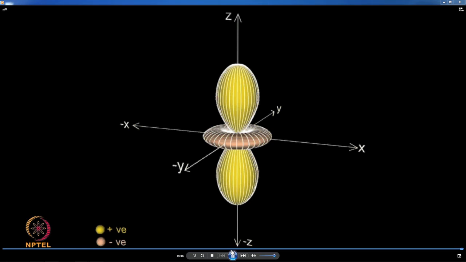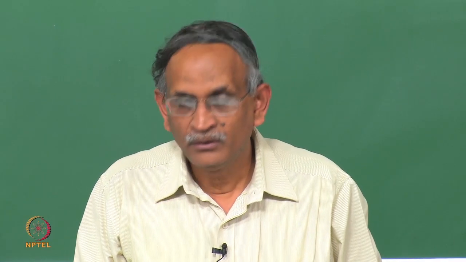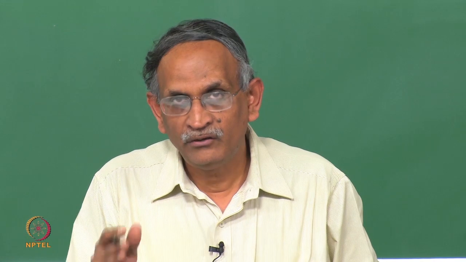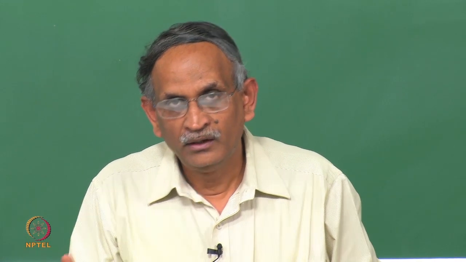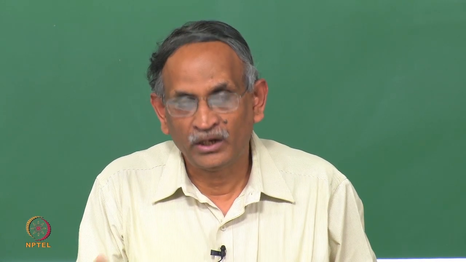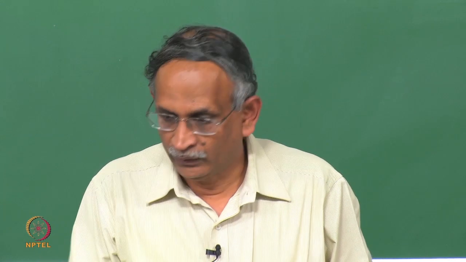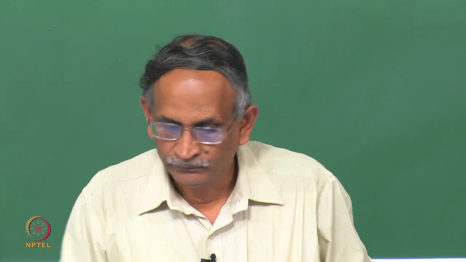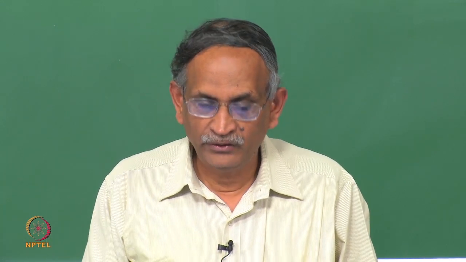This is the d orbital, which you call the dz square orbital sometimes, as you might find in textbooks, but it is essentially 3z square minus r square, and we have not considered the r. We had only worried about the fact that 3 cos square theta minus 1. Okay. So, it is easy to visualize.